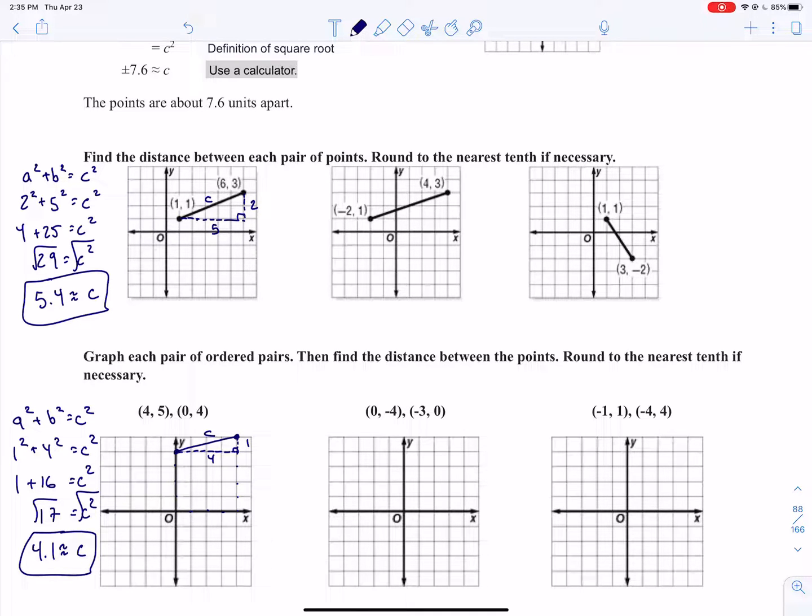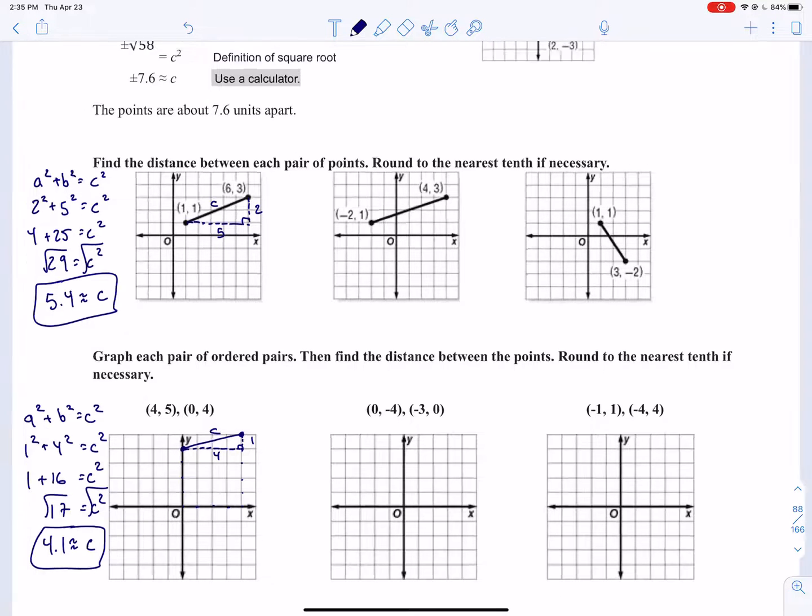So 4.1 is our length. Remember, just kind of a mental check: side C is always the longest, so whatever answer we get should be longer than the legs. So 4.1 is longer than the longest leg of 4. And for the first one that we did, the longest leg is 5, and our answer was 5.4. So it is longer, so it does make sense.